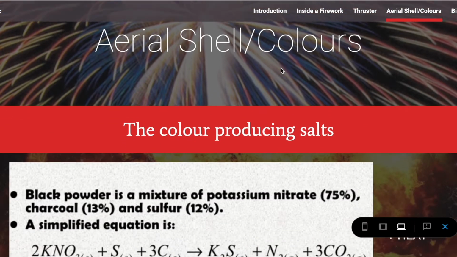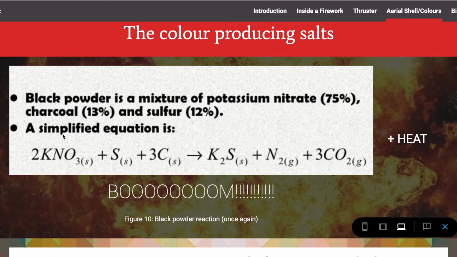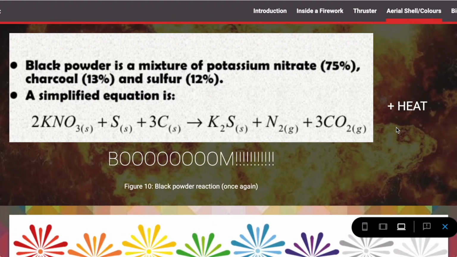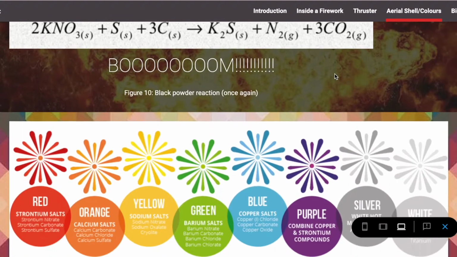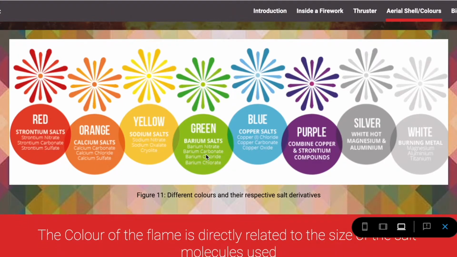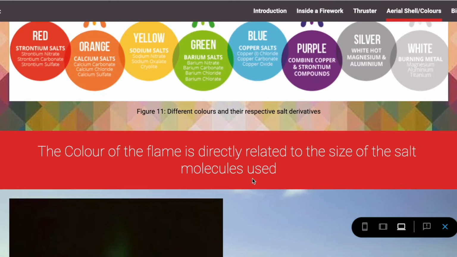The aerial shell itself is where all the magic happens. This is where the black powder inside is combusted, and the heat here is very, very important for what I'm going to talk about, which is the salts. The salts generate different colors, but why is it that strontium will generate a red color, but copper and barium generate blue and green? What is it about these compounds that generate different colors?